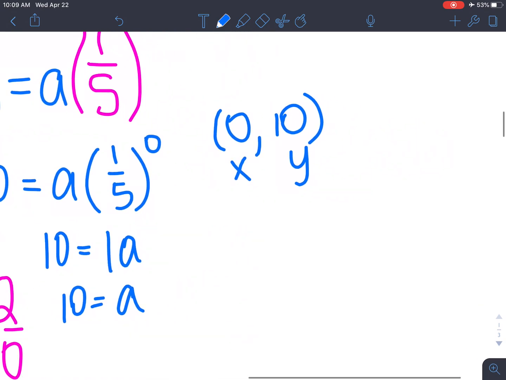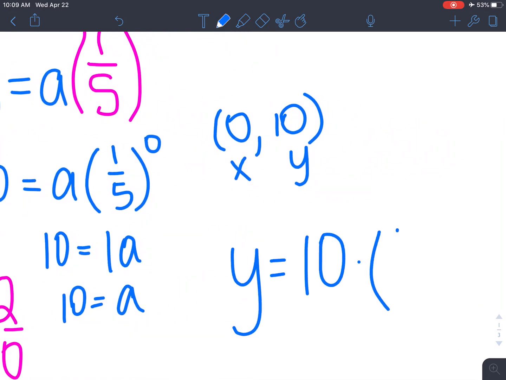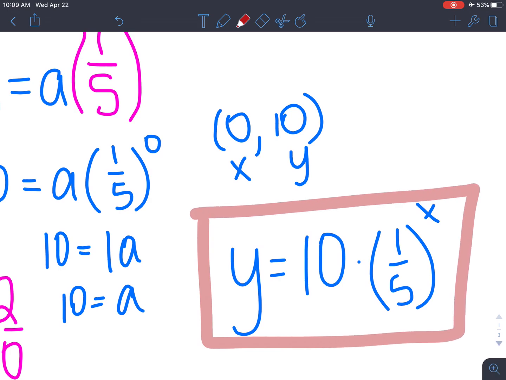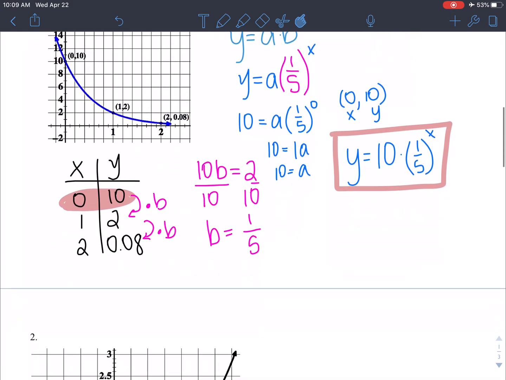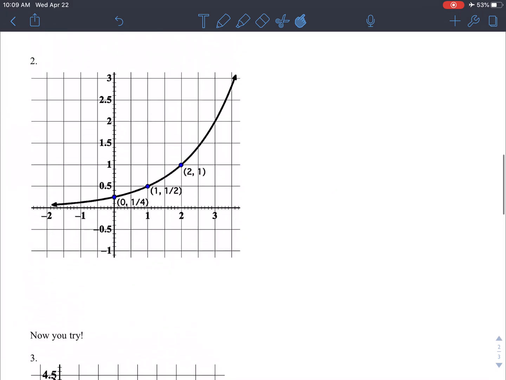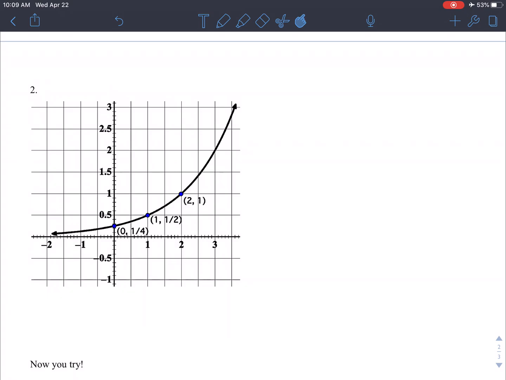And then I'm ready to put it all together. So y equals a times b to the x. And that's my final answer. Okay, one more problem together, and then I'm going to have you try one.